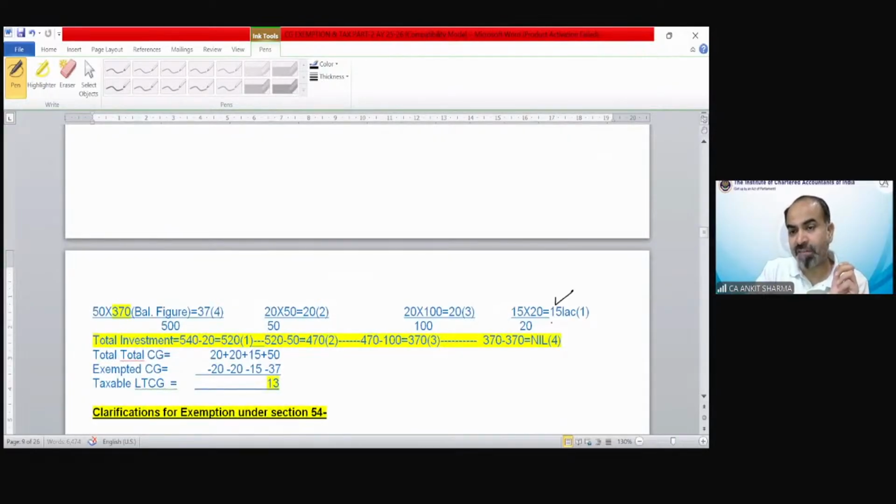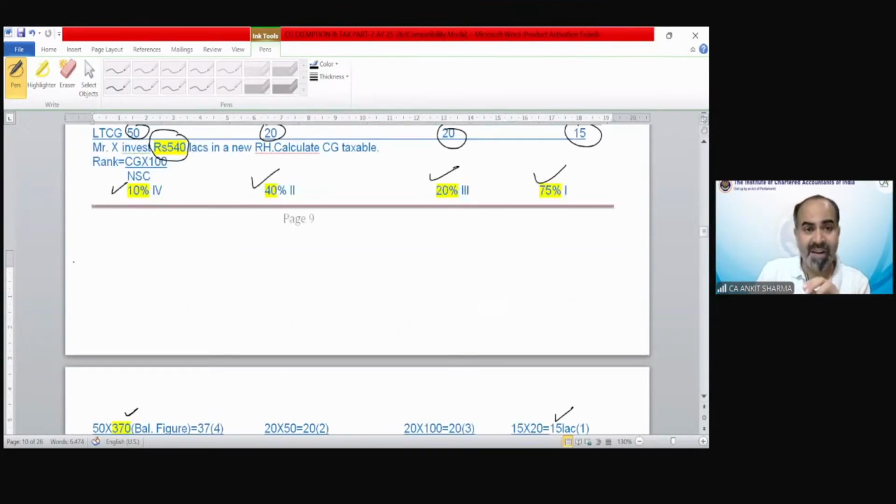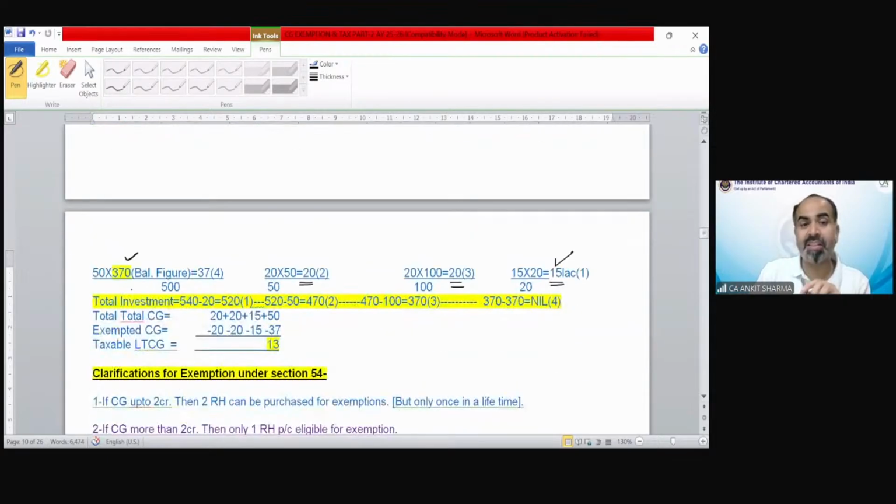In this case, the full investment value is here. In the second case also you can see the full consideration as investment value. In the third case also. But in the fourth case, we have to take the balancing figure. The consideration was 500 lakh, but in this case the balance left was 370, so we have to take 370. I have made the calculation to show you over here. 540 total investment. First investment was 20 lakh, second was 50, third was 100. So the balance was 370, and in the fourth category we took 370 as the balancing figure. So the remaining capital gain would be 13 lakh.